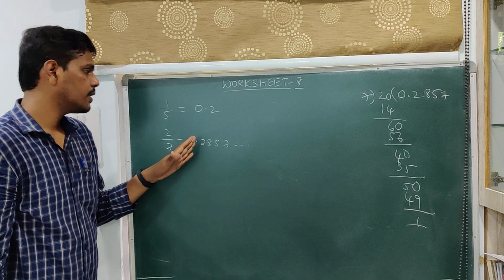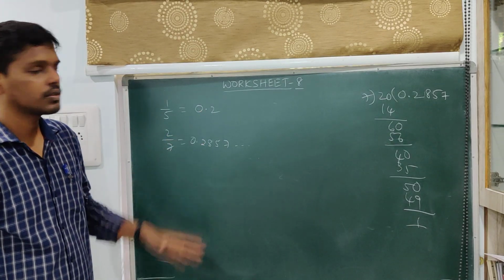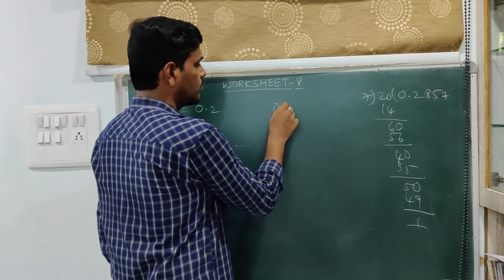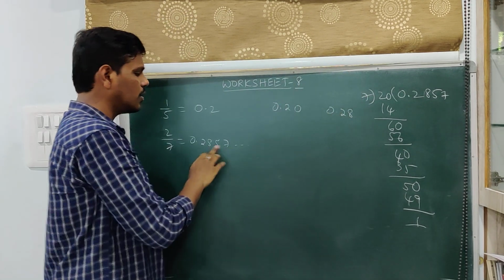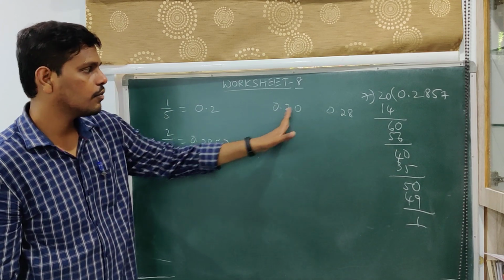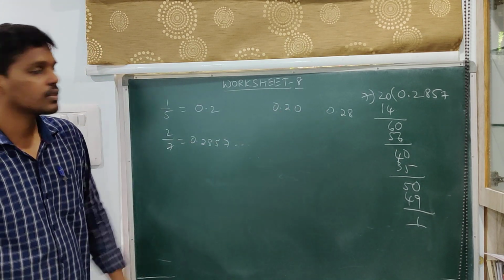Now you can easily write rational numbers or irrational numbers between these two numbers. Now assume this as 0.20. Now 0.20 and 0.28. You need not consider the rest. You can go with the first two decimal places. Now you can write any number of rationals or irrational numbers between these two.